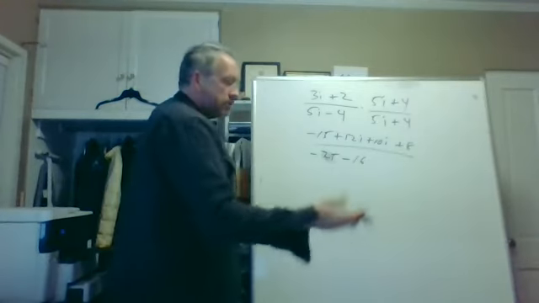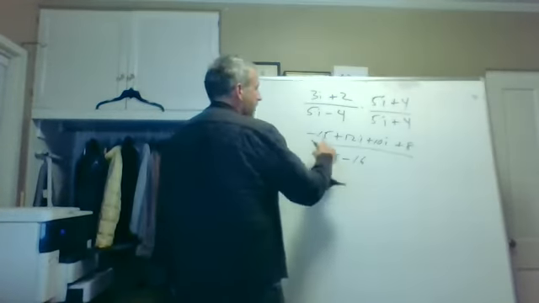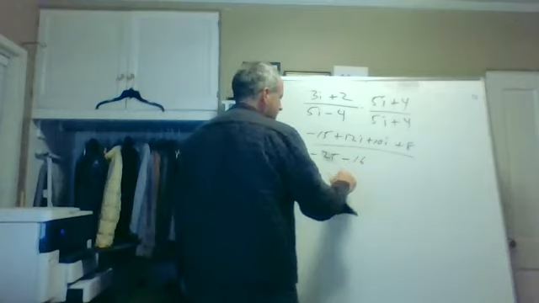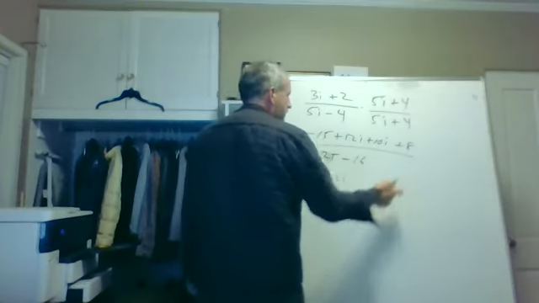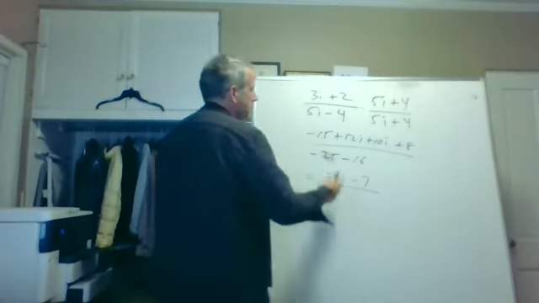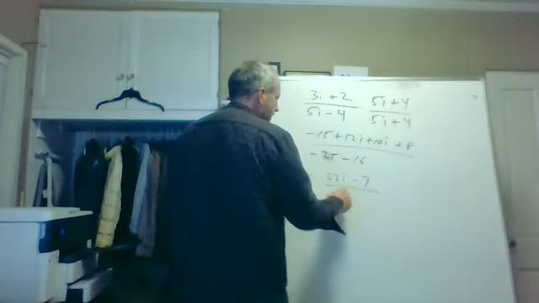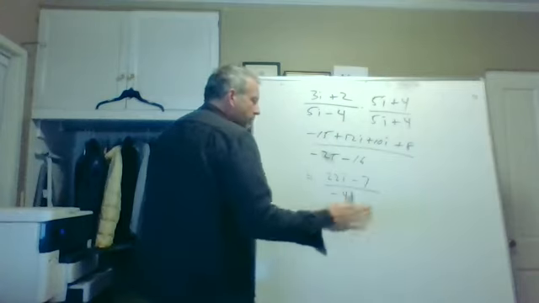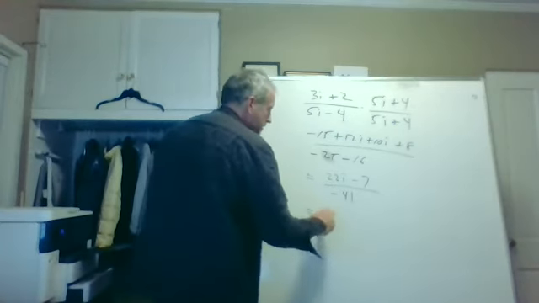Now what happens here? Let's go ahead and add like terms up top. We have 12i, 10i, so that's 22i. And then -15 plus 8, which is -7. And down here, what do we have? We have -41. And now I'm going to separate these as fractions.